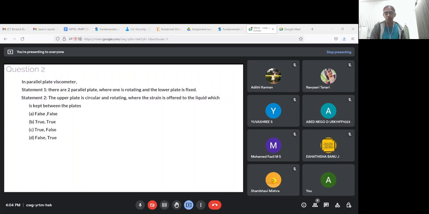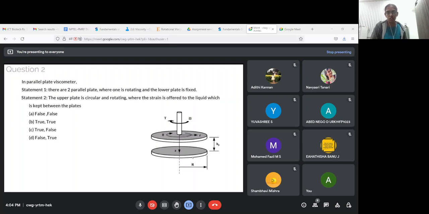It has two circular parallel plates. Yeah, so as the name suggests, it has two sets of parallel plates which are generally circular in nature. So you have a bottom plate that is stationary and a top plate that is rotating. So this is also another type of rotating viscometer that we discussed in the previous slide.